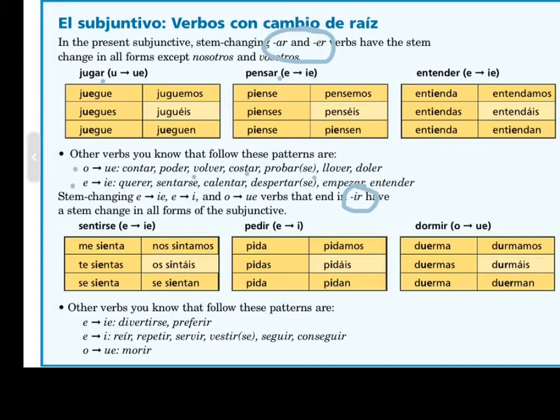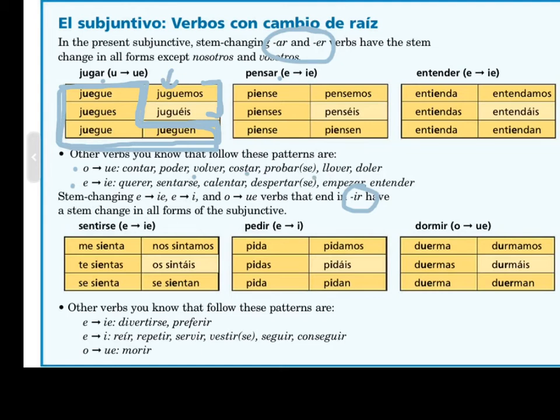Okay, so O's to UE's, E's to IE's, or E's to I's, which we don't have an example of here, but it's another one that exists. Okay? And with those, what happens is the stem change happens in the subjunctive inside the boot. Okay, remember this is our little boot. And outside the boot we have the nosotros form. So in the nosotros form, the stem doesn't change. So it's UE, UE, UE, UE inside the boot, but outside the boot it just stays the U.